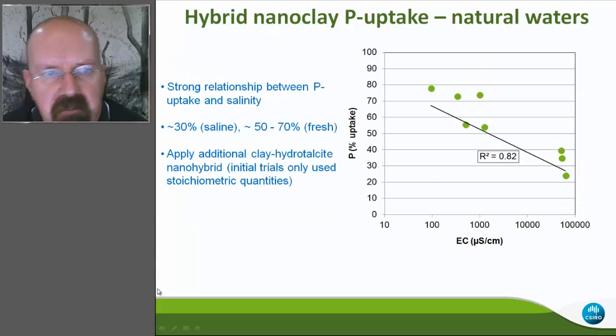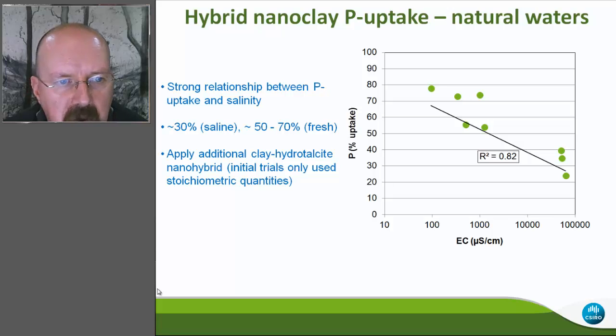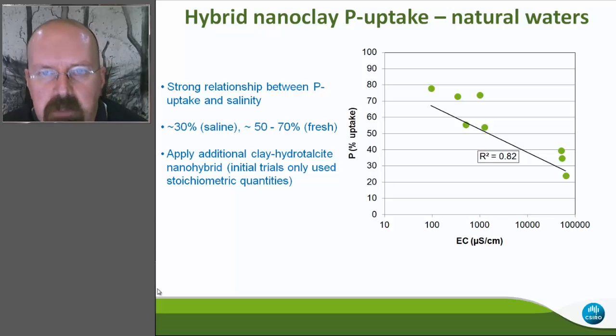Now, if we look at P uptake from those natural waters, the first thing to note is there is a strong relationship between the P uptake and the salinity, the EC there. But we can get P uptake between about 30% at the very lowest, at very, very high EC waters, up to about 50 to 70% in fresh waters.